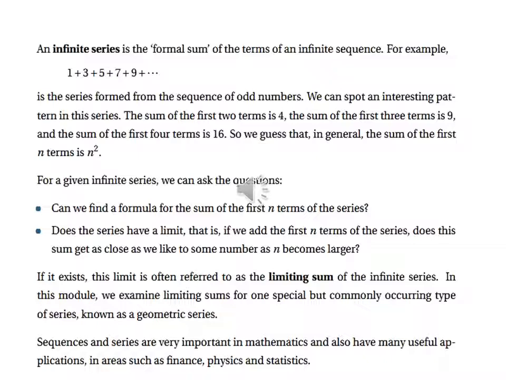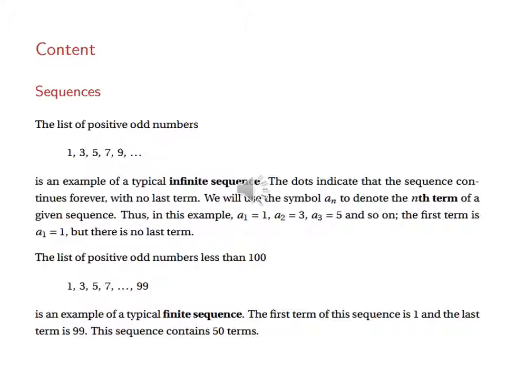A finite series arises when we add the terms of a finite sequence. If we add the terms 2 plus 4 plus 6 plus 8 up to plus 20, this is called a series. It is the series formed from the sequence. So if the terms of a sequence are added to each other, it is called a series. The list of positive odd numbers 1, 3, 5, 7, 9, and so on is an example of a typical infinite sequence. The dots indicate that the sequence continues forever with no last term.